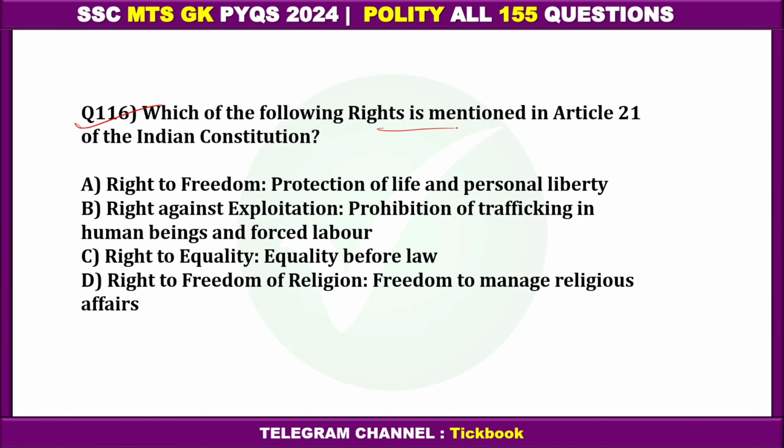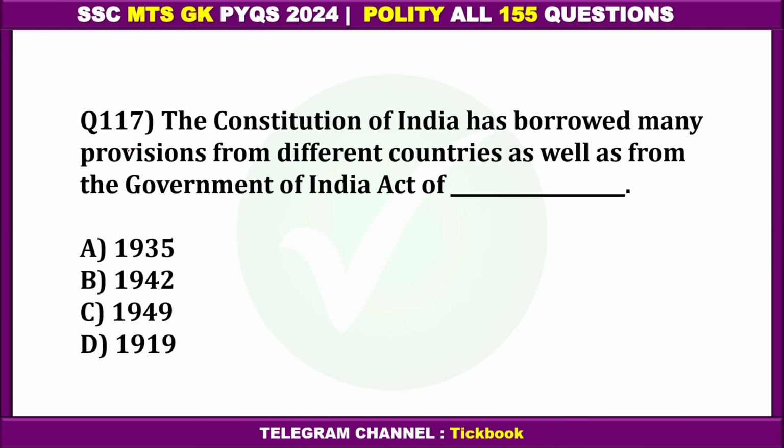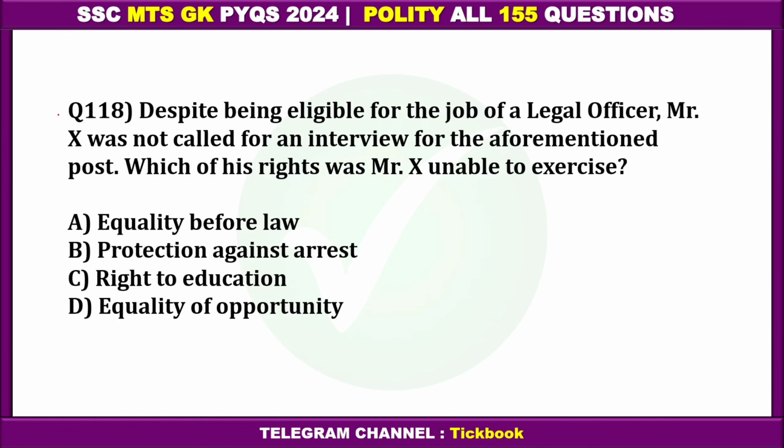116. Which of the following rights is mentioned in Article 21 of the Indian Constitution? Number A. Right to freedom, protection of life and personal liberty. 117. The Constitution of India has borrowed many provisions from different countries as well as the Government of India Act of. Option number A 1935.